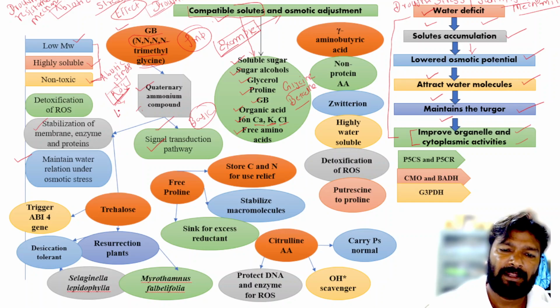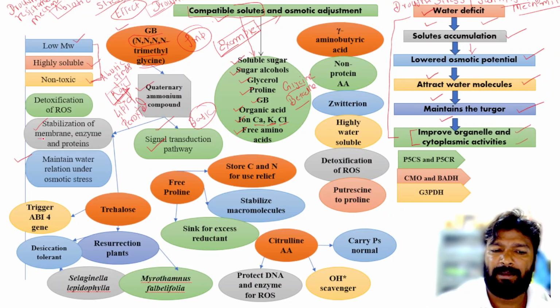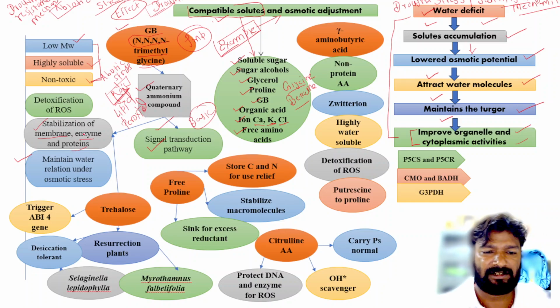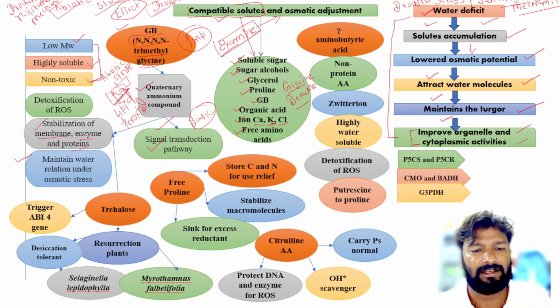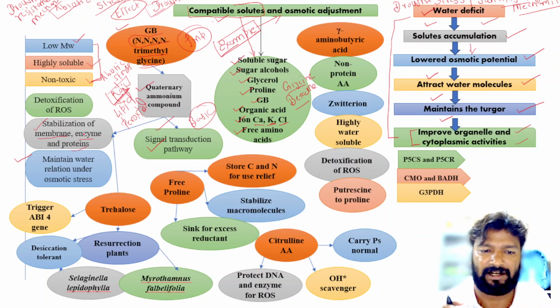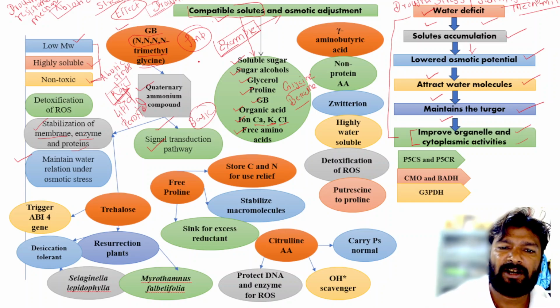They cause lipid peroxidation and damage to the membrane structures, enzymes and proteins. So this compound again stabilizes the membrane, enzyme and protein structure. Okay, so this is the function of glycine betaine.